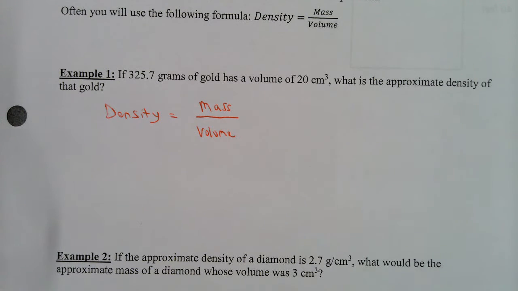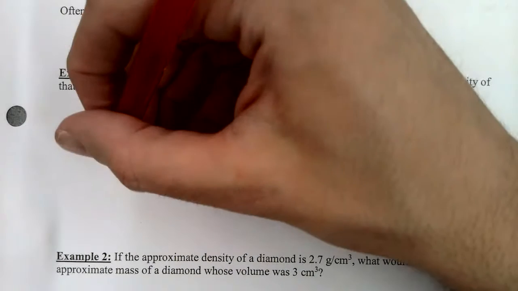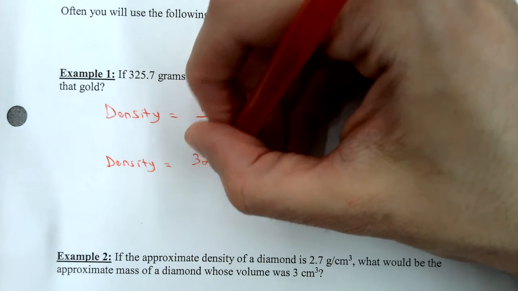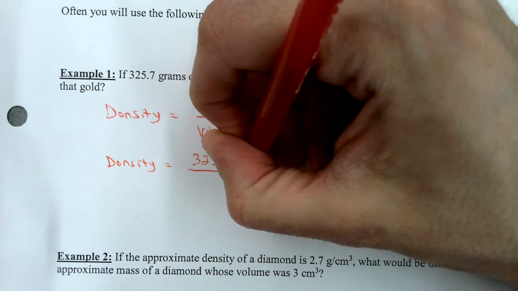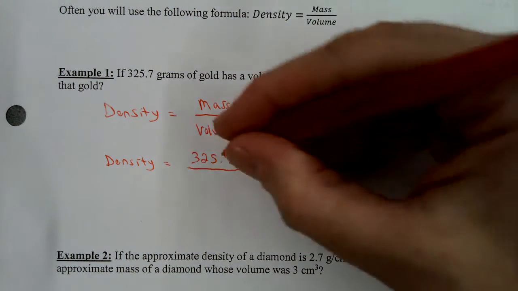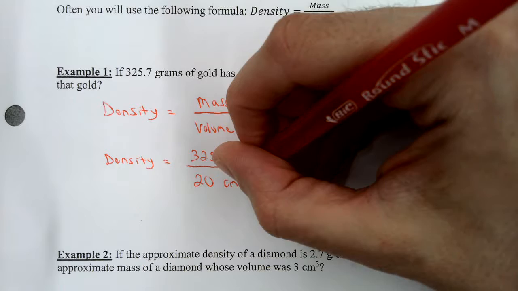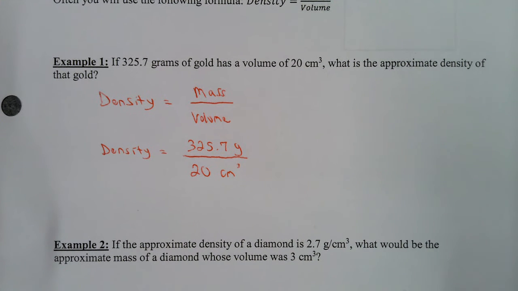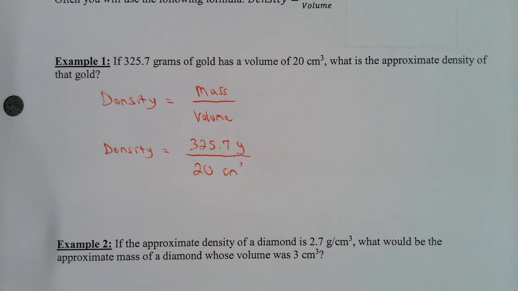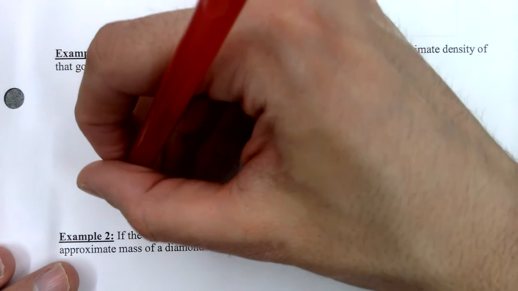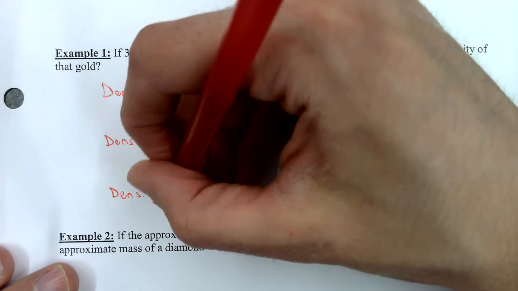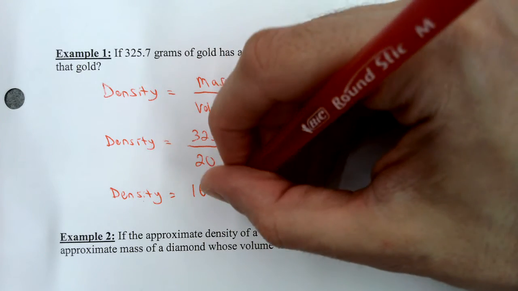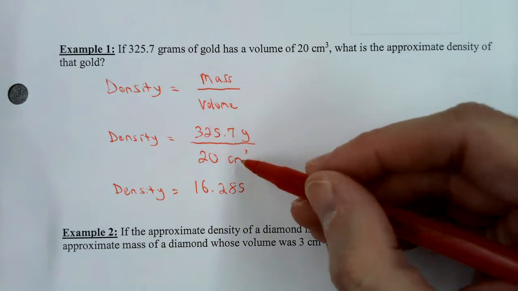Okay, and let's substitute. The mass is 325.7 grams. The volume is 20 centimeters cubed. And you can divide those. 325.7 divided by 20. It doesn't tell you where to round, so I'm just going to say density equals 16.285. The units are going to be grams divided by centimeters cubed.